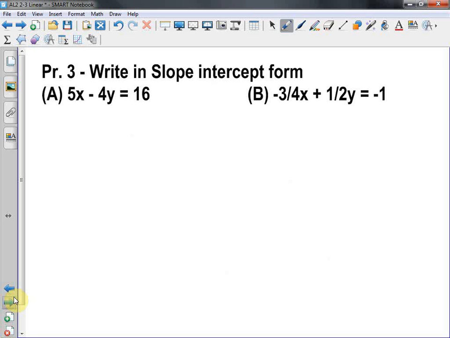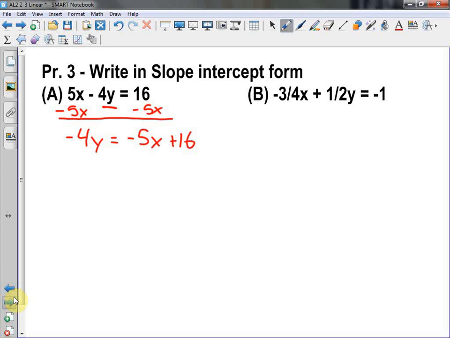All right, so here we want to write these in slope-intercept form. Remember, slope-intercept form has y equals, right? Y by itself. So what we need to do is get y by itself in each case here. Right? So to get y by itself, I need to get rid of 5x first, minus 5x minus 5x. Leave me with a minus 4y is equal to -5x plus 16. All right. First step to getting y by itself. Now what do I need to do to get y by itself?